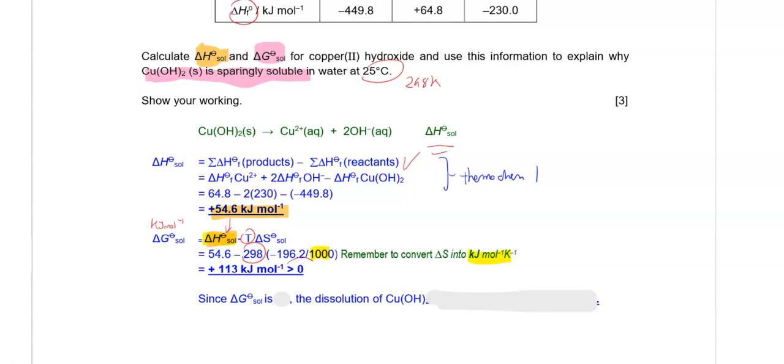So we concluded that delta G is more than 0, and therefore this process will be not spontaneous. Okay, that's it for question 6.